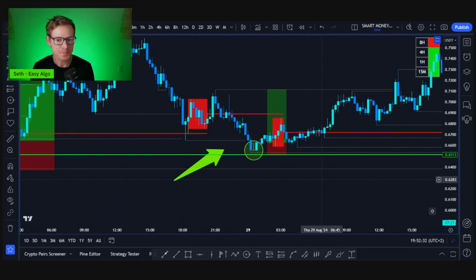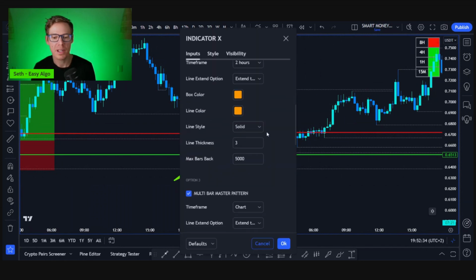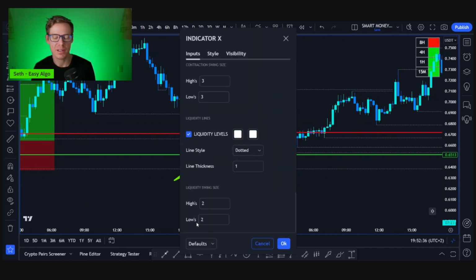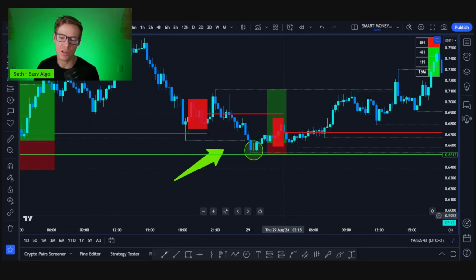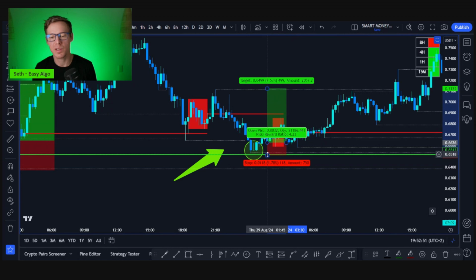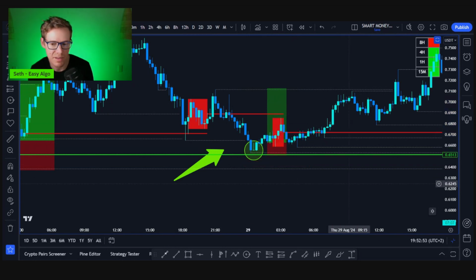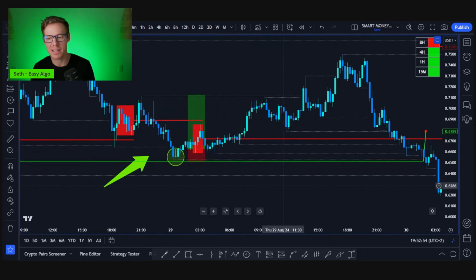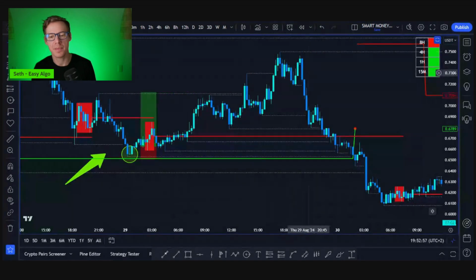When we've got higher swing sizes, it's only going to show the major liquidity lines. So once again, if you are a scalper, you want to turn this down so that you can see more of the liquidity lines. If you are a swing trader, you can turn it up because then you're only going to focus on those higher swings. So if we'd entered this position, we would have exited for 7% profit and our risk would have been 1.7. So that's a 1 to 7 trade. Absolutely fantastic.